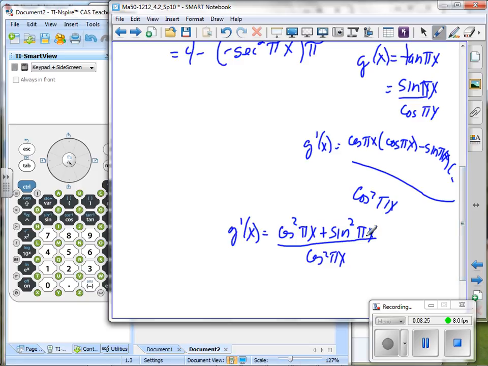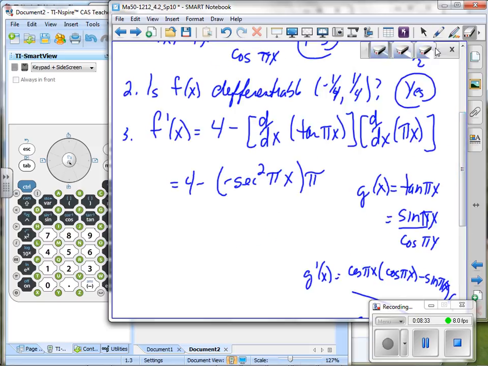Because this would be equal to 1 divided by cosine squared pi x, if you know cosine squared plus sine squared is 1. So yeah, I'm going to take this negative away. I wasn't quite sure about that either. Okay, are we agreeing now?